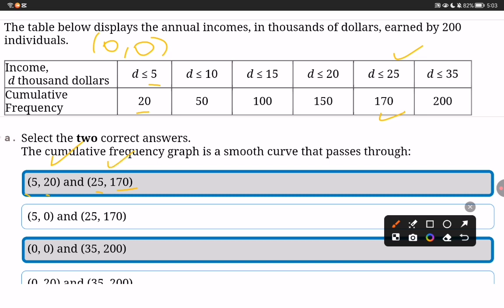So now 5, 0, that's wrong because we already found out that an x of 5 has a y of 20. By the way, these are coordinates. These are x and y on the cumulative frequency graph. So this is wrong. 25 and 170 is correct, but because this is wrong, then the whole option is wrong. Now 0, 0 is a point, it's the origin, so this is correct. 35, 200 is also a point, so this is also correct.